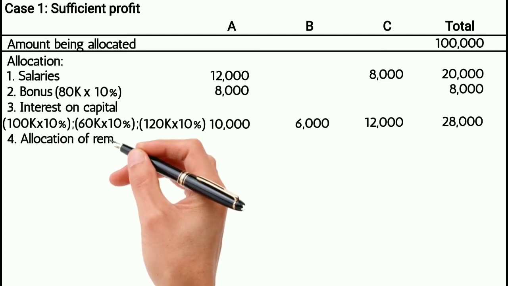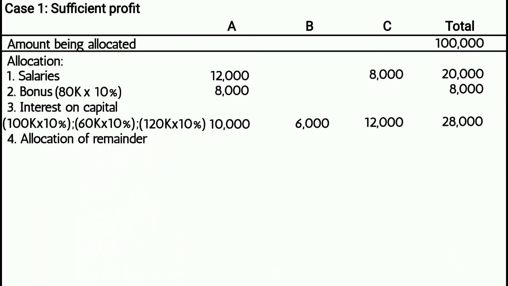Next, allocation of remainder. Ilan ang remainder? Ang remainder ay 44,000 pesos. Paano yan na-compute? 100,000 pesos na amount being allocated. Ibabawas yung 20,000 pesos. Ibabawas yung 8,000 pesos. At ibabawas yung 28,000 pesos. 100,000 pesos minus 20,000 pesos minus 8,000 pesos minus 28,000 pesos, that is equal to 44,000 pesos.